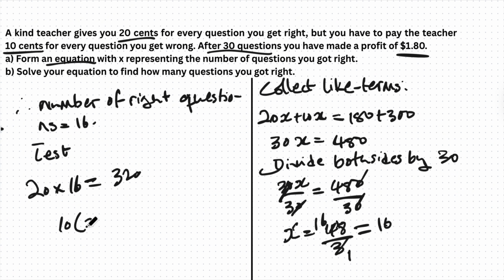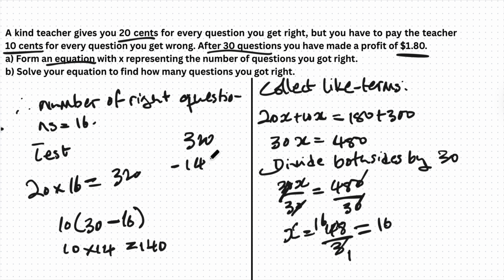That is 10 into 30 minus x, and x is 16. So we have 10 into 30 minus 16, which is 14. So 10 times 14 is 140. So if we do 320 minus 140, what we're expecting is 180. So let's see. So that is it, 180, which is the same thing as $1.80. So we're right. So this is the first method of solving this equation.